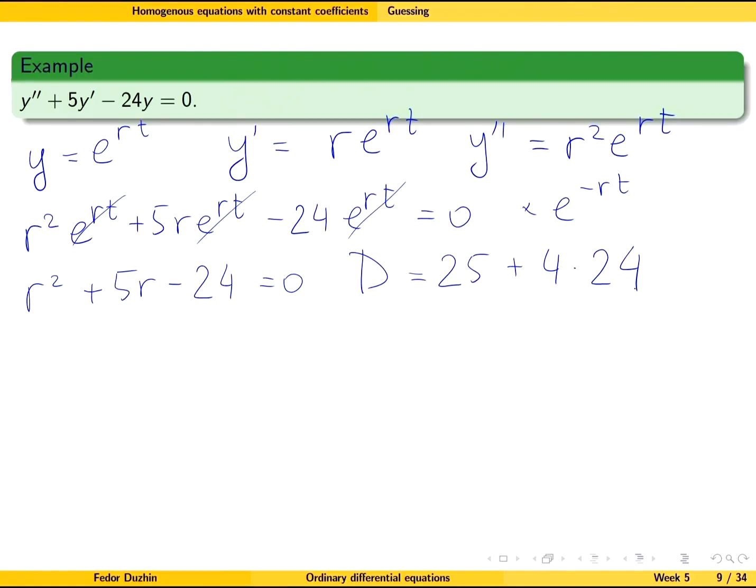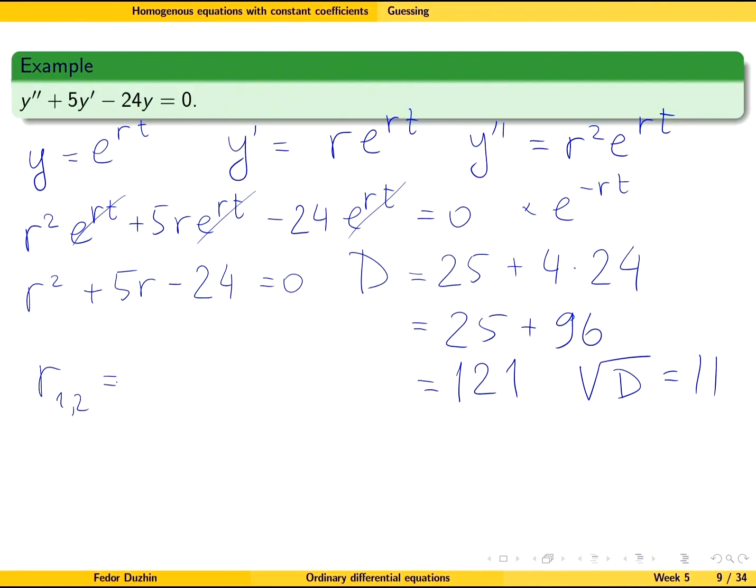So it's 25 plus 96, which is 121. The square root of the discriminant is 11. So there are two solutions, which are minus 5 plus minus 11 over 2.